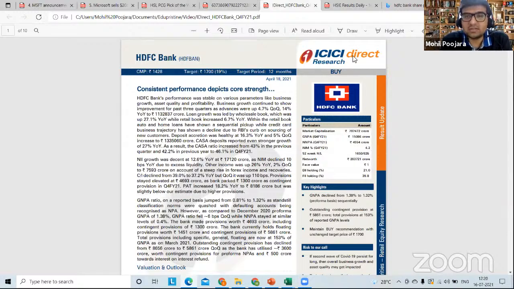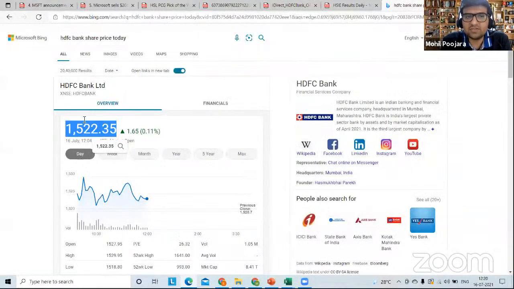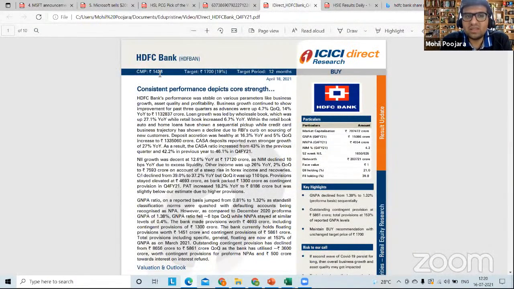Similarly, ICICI Direct, sorry, not bank, ICICI Direct has a research report on HDFC Bank. They released this report on April 18th, 2021, about 3 to 4 months back, where they said that they expect the target price for HDFC to go to 1700 in the next 12 months. So right now, the price of HDFC Bank is 1522, but it is on the way to 1700, right? So again, why does ICICI Direct give this recommendation?